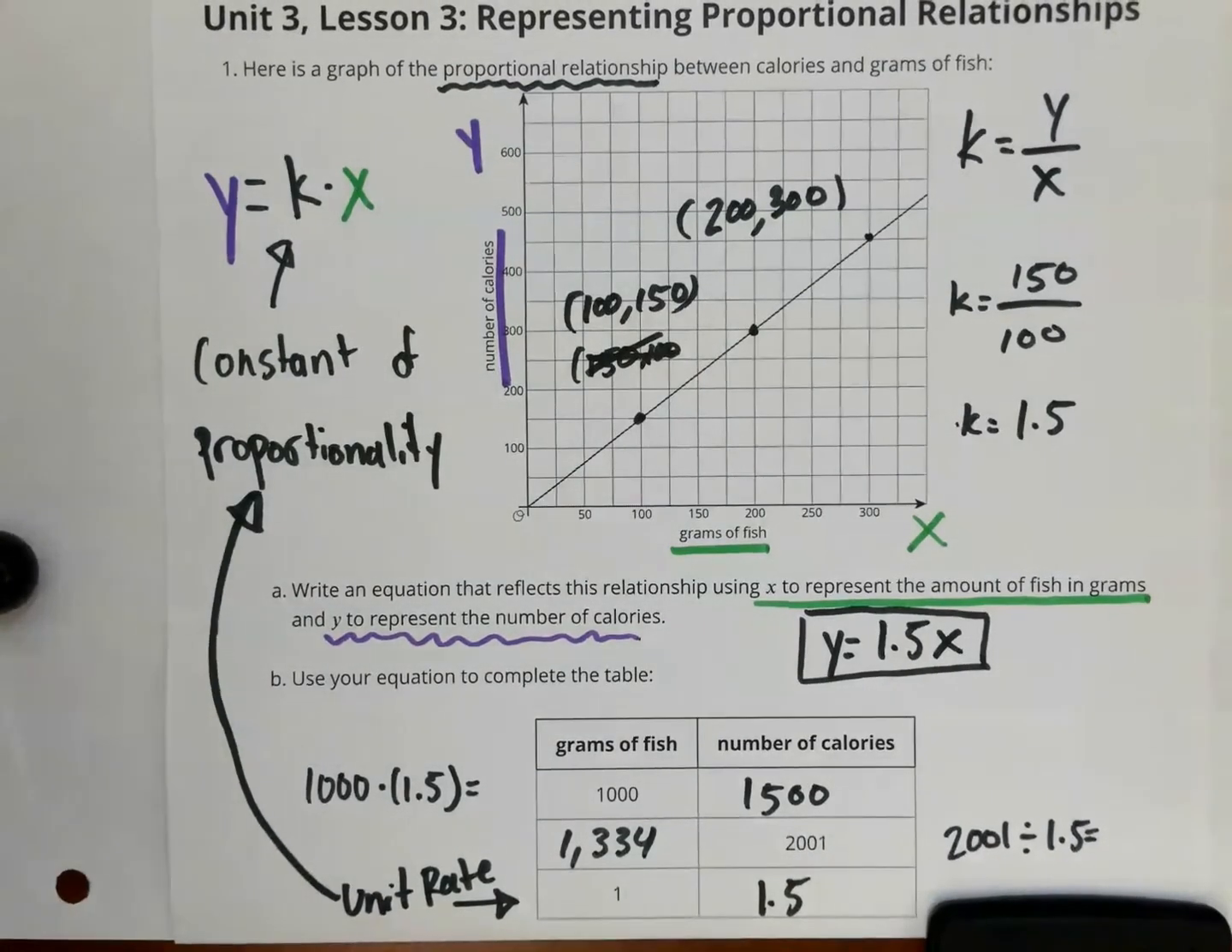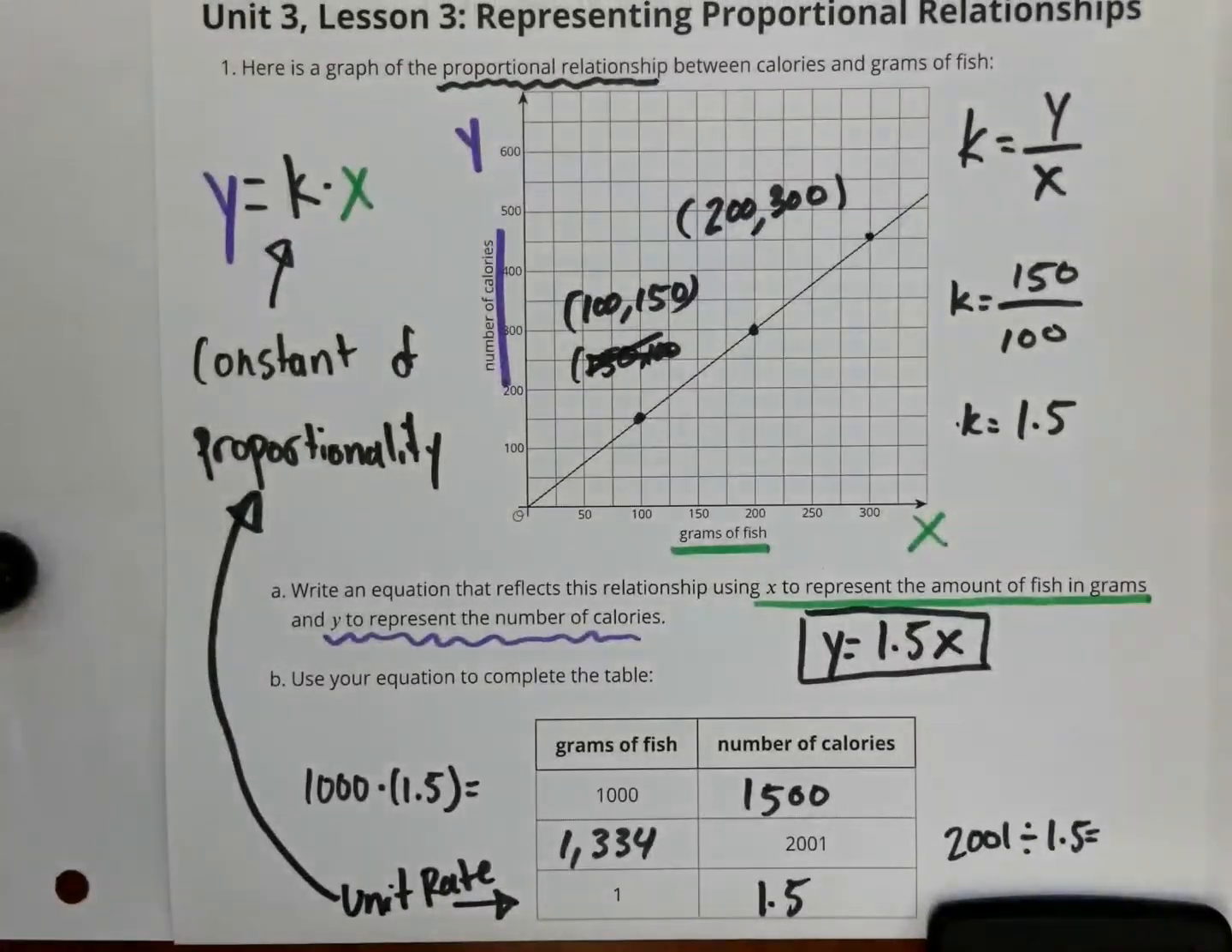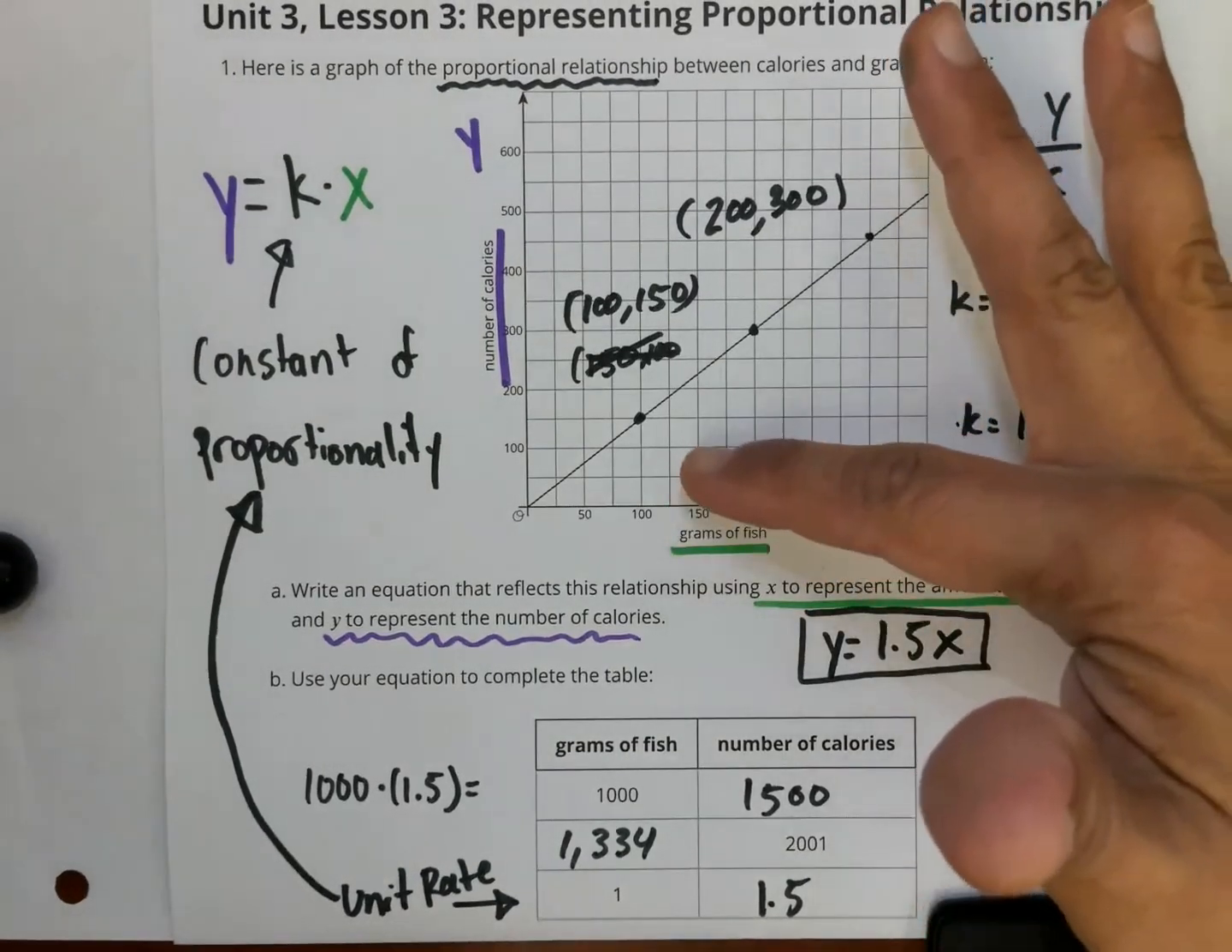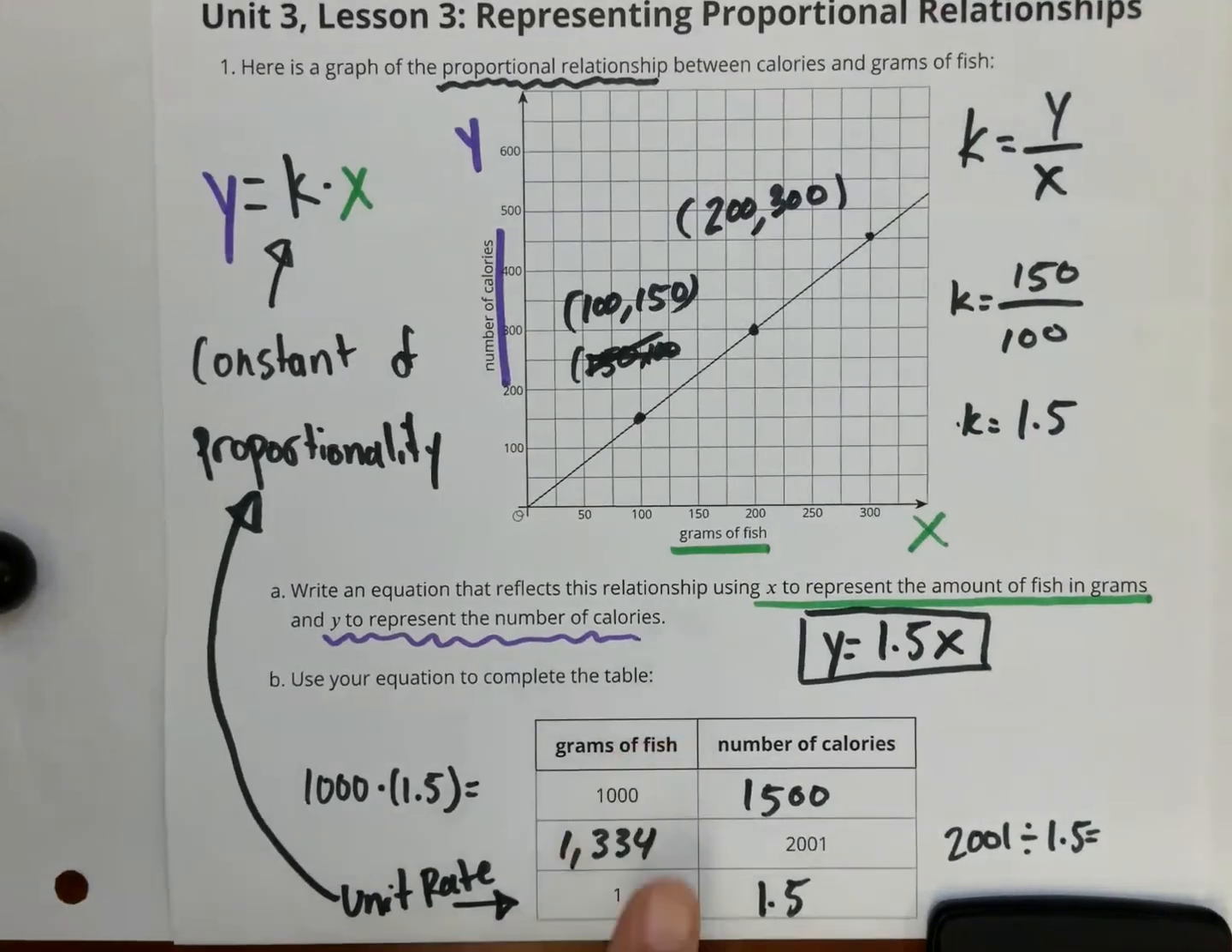1,334. All right, just remembering the constant, the unit rate, how you can see it in the graph is by taking the numbers here and dividing. Once you know that number, then you can just multiply that to find the missing numbers in the table.